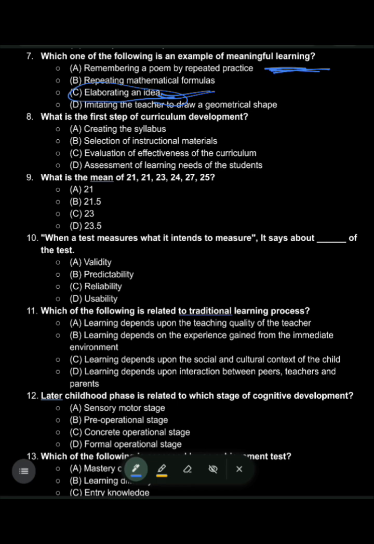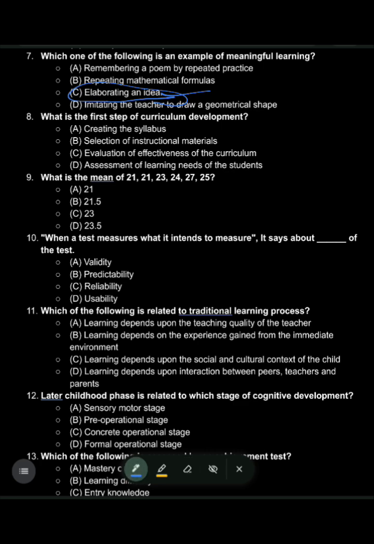Rest everything is just the same for everyone. It's not different, but this depends on individual thinking. So this is a meaningful learning. Is it clear? Okay, now we have the next question.